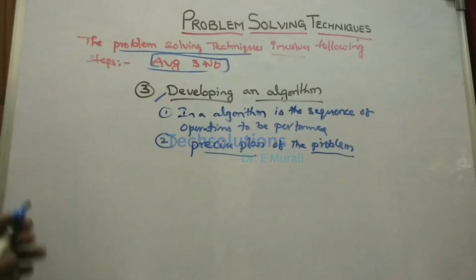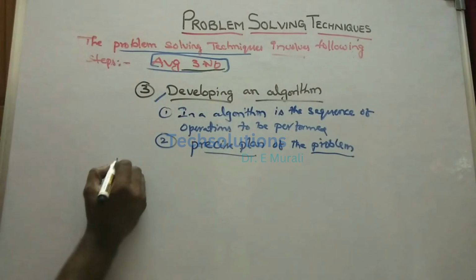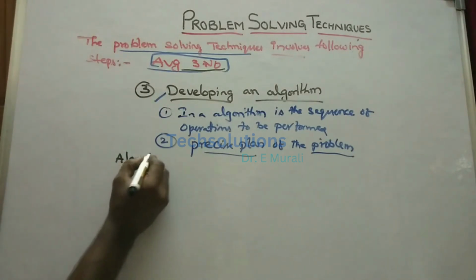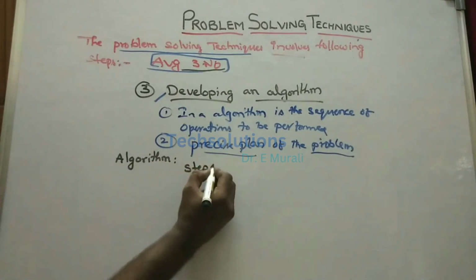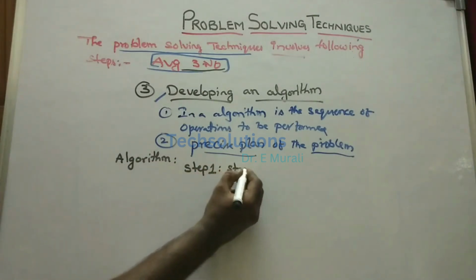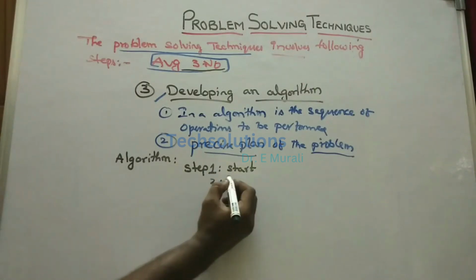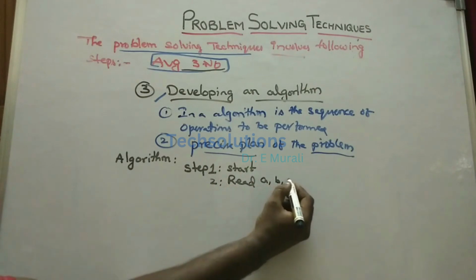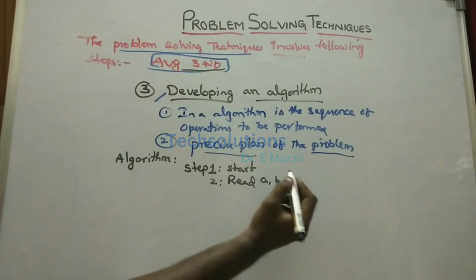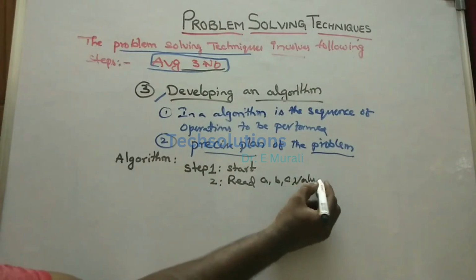Now here you can see the problem statement: the average of 3 numbers. How can we write the algorithm? What is step 1? Step 1 is start. After that, what is step 2? Here I have to read A, comma, B, comma, C. That means I read the 3 inputs, the A, B, C values.